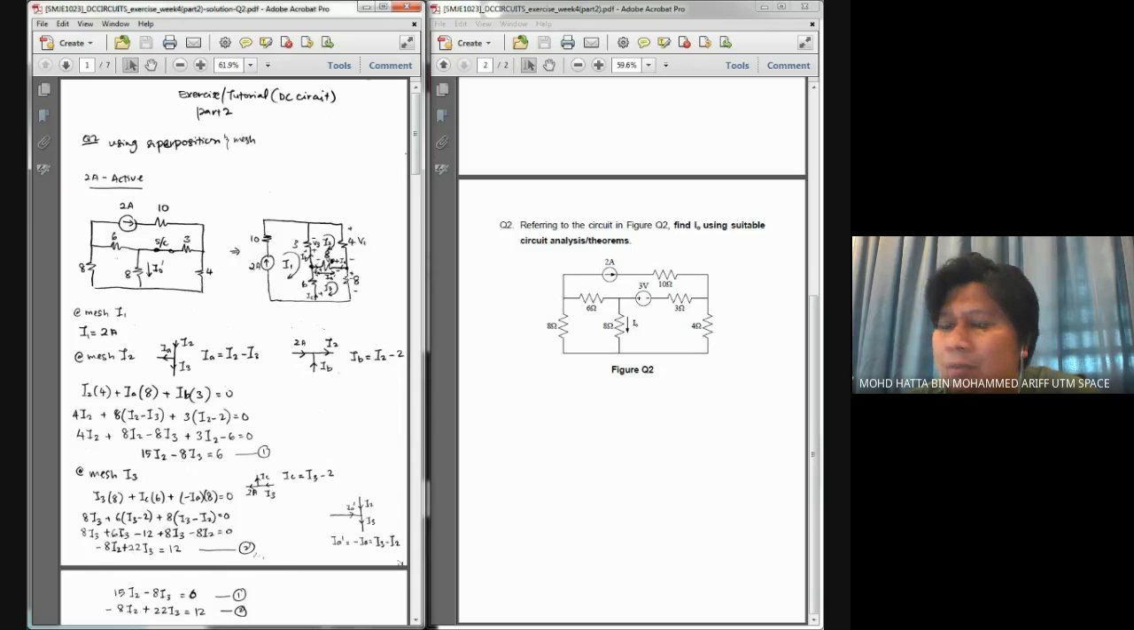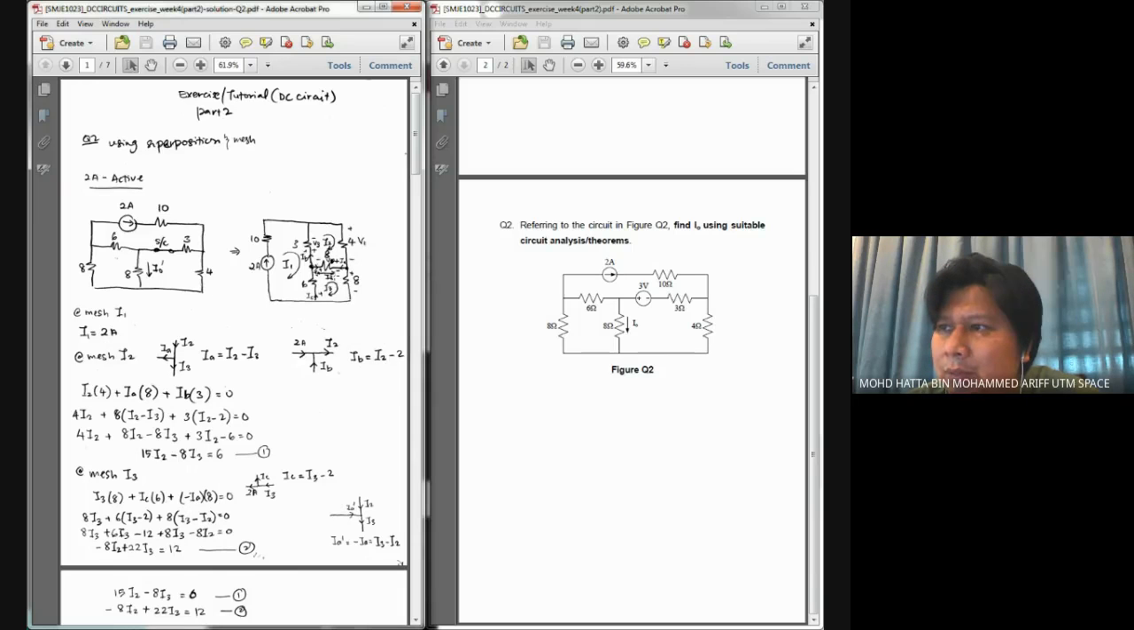Before I set up my Kirchhoff voltage law equation, I put the polarity of the voltage drops first. If the current is flowing in that direction, positive should be at the top, negative at the bottom for the voltage across the 8 ohm resistor. For the 6 ohm resistor, positive should be at the bottom, negative at the top. And for the 8 ohm in the middle, positive should be at the left hand side, negative at the right hand side.